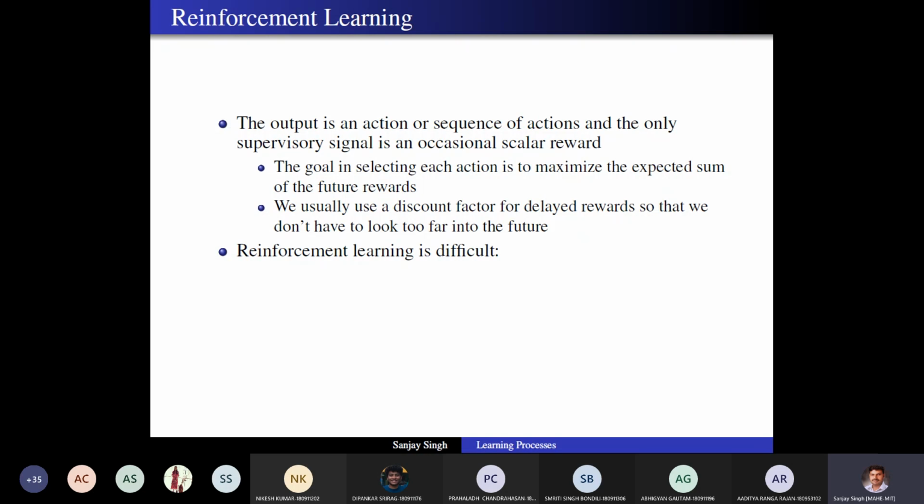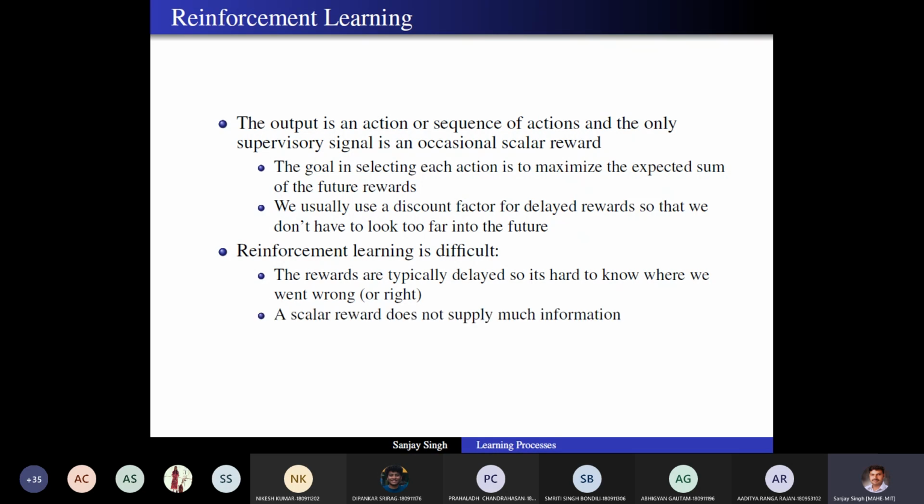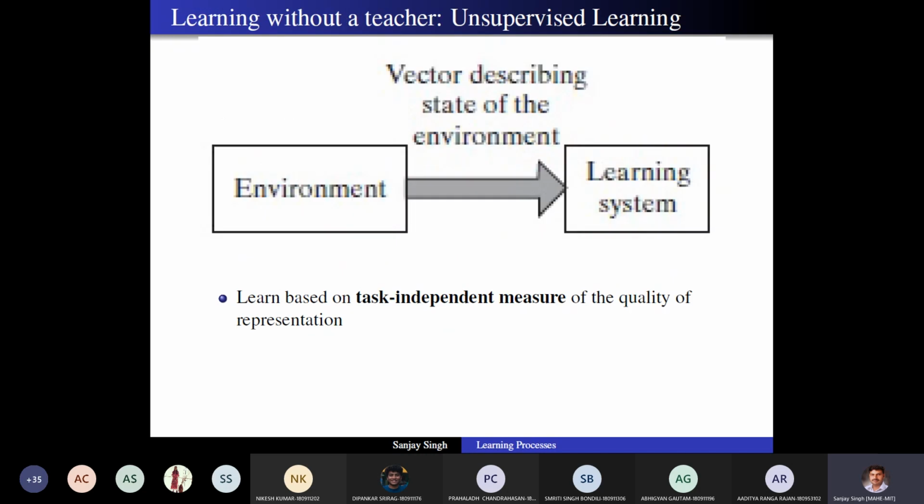But remember, this reinforcement learning is difficult from many factors. The rewards are typically delayed, so it's hard to know where we went wrong or right. Okay. Scalar reward does not supply much information because scalar is one value. If a vector were supplied, that would be good, but that may not always be the case.